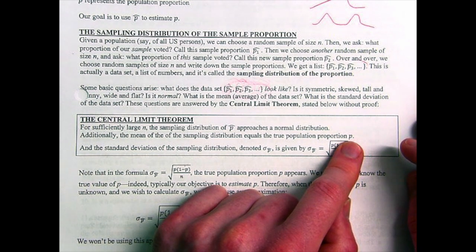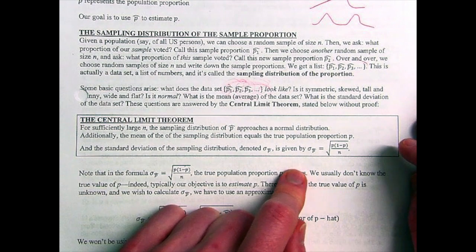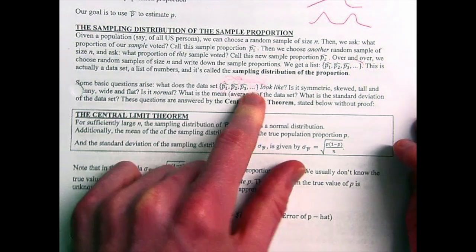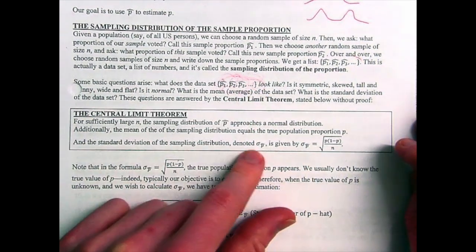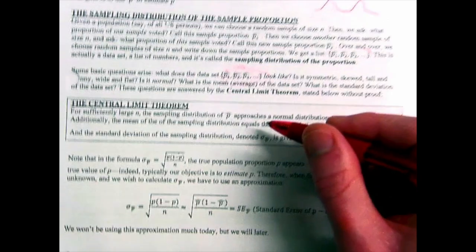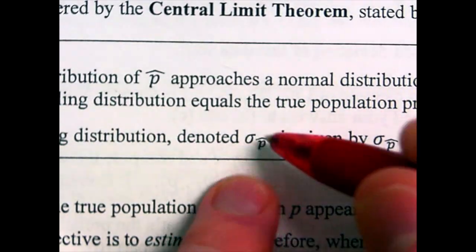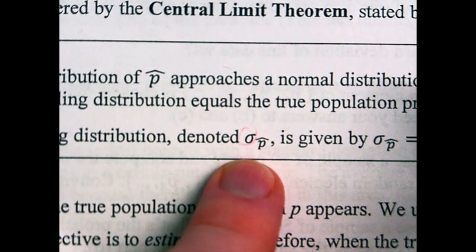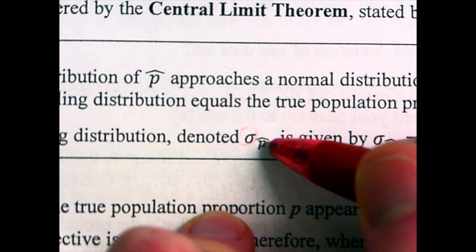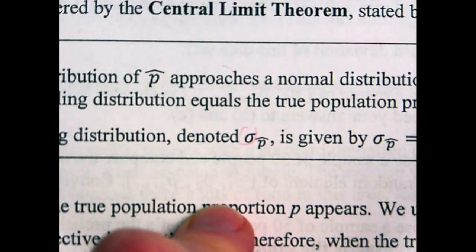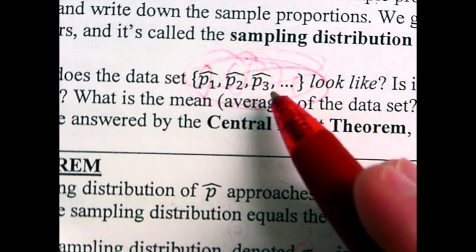The answer is not so obvious. The standard deviation, which is a measure of the spread in this data set, is represented by this symbol right here. This is a sigma, a lowercase Greek letter, except it's got a subscript with p hat. It's sigma sub p hat. That's the standard deviation of this crazy data set we've constructed.